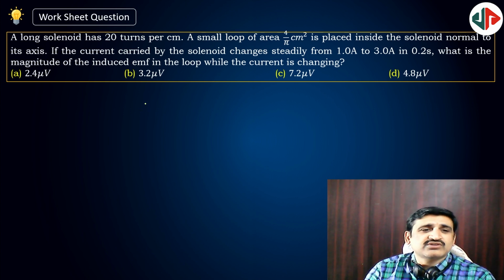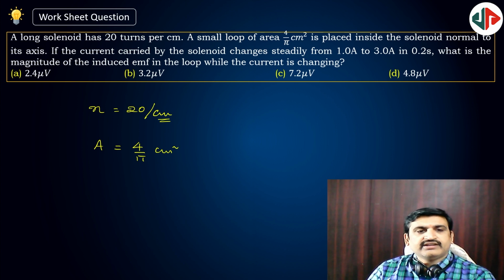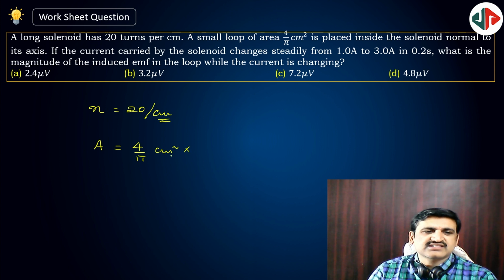A long solenoid. If you are strong at concepts and formulae, then you can do the sums easily. A long solenoid has 20 turns per centimeter. Long solenoid, n is equal to 20 turns per centimeter. Notice, a small loop of area A is equal to 4 by pi centimeter square. Area is 4 by pi centimeter square. This is also in centimeters.